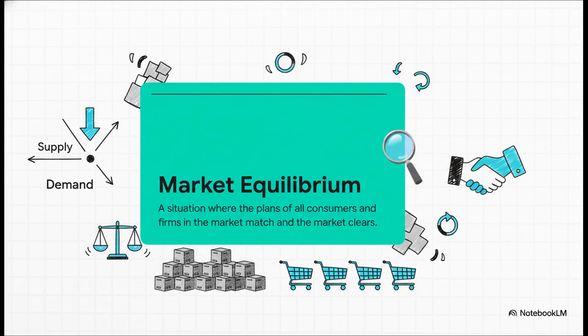It's this perfect state of balance where everything just works. The amount of a product that sellers want to sell is exactly the amount that buyers want to buy. There are no leftovers, and nobody who wants one at that price goes home empty-handed. The market, as they say, clears.